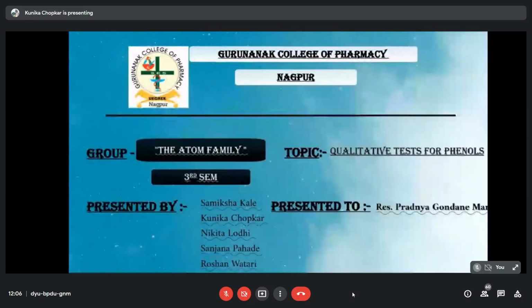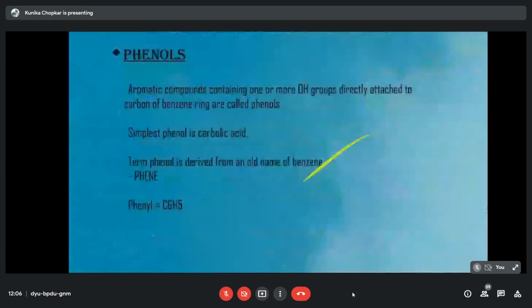On behalf of them, me and my colleague Kunika Sopkar will let you know about the analysis and qualitative test for phenols. So we are going to talk mainly about the qualitative test, begin with the basic introduction of phenol, and then the solubility topic and 5 qualitative tests and analysis of phenols. So let's start with the basic introduction of phenols.